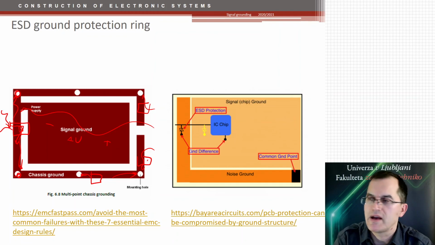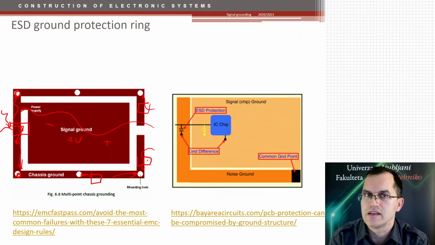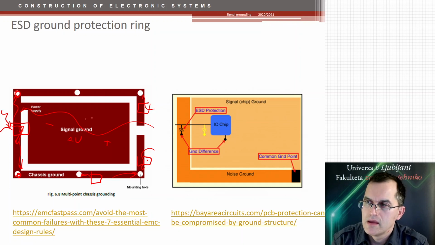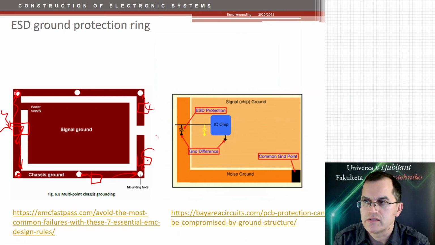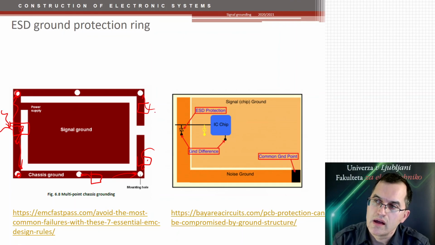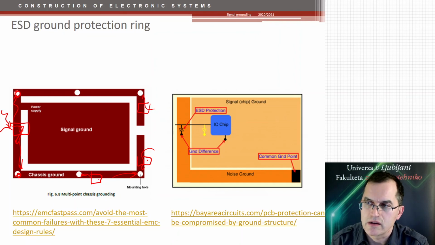I've seen capacitors that exploded because of the ESD currents. And this is quite important, that you try to isolate your circuit from these ESD currents, and the ESD ground protection ring can make separate ground connections for all the ESD currents that may come from the connectors, which are usually at the edge of the board.